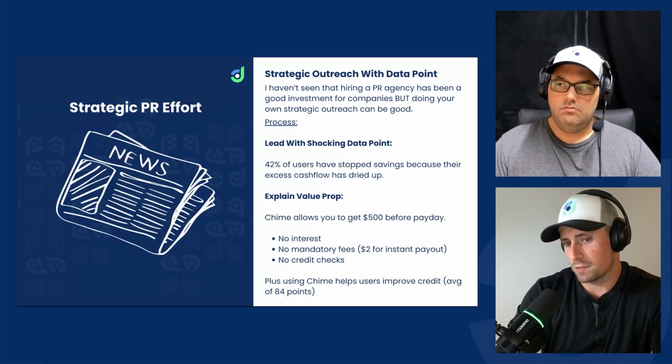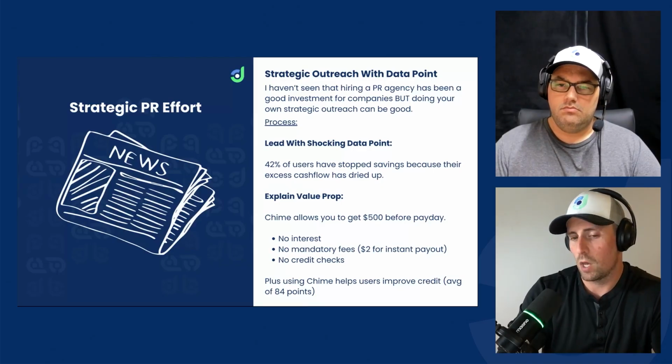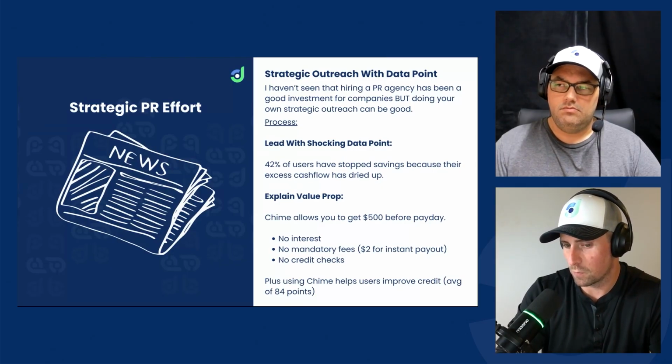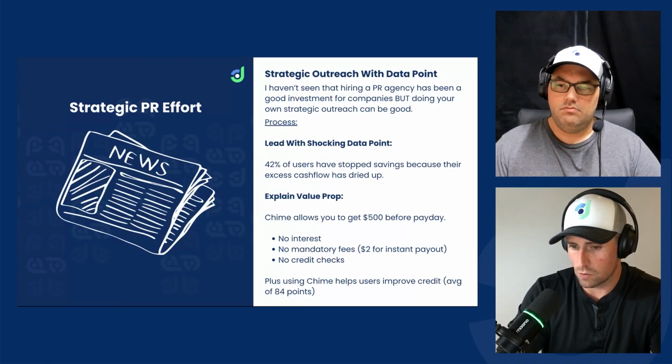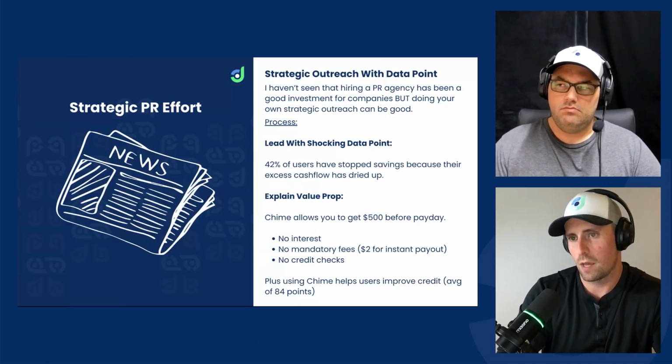And then what we're doing is explaining the value prop that we've created to help address this. So because excess cash flow has dried up, we're saying, well, one of the features of Chime is allowing you to get $500 before payday. There's no interest, there's no mandatory fees. You can pay $2 for an instant payout, and there's no credit checks.